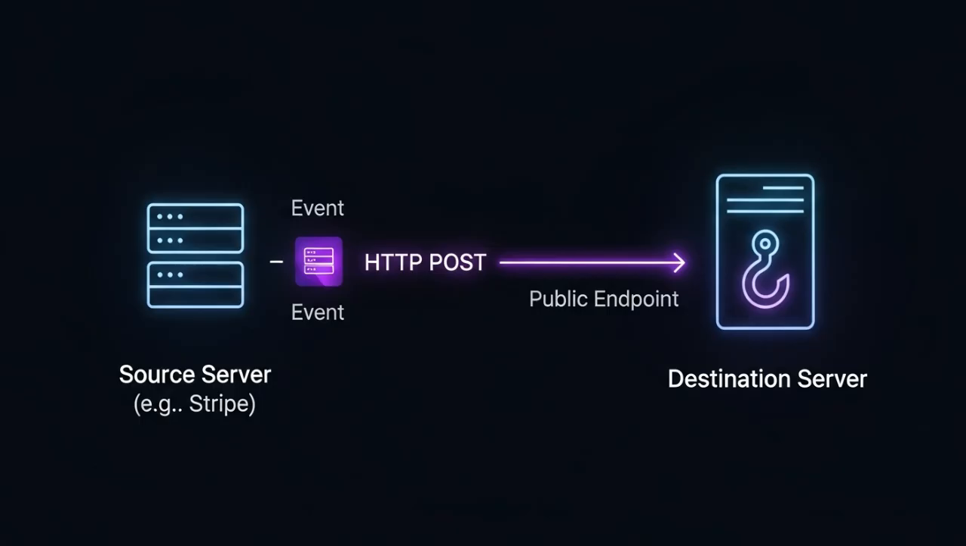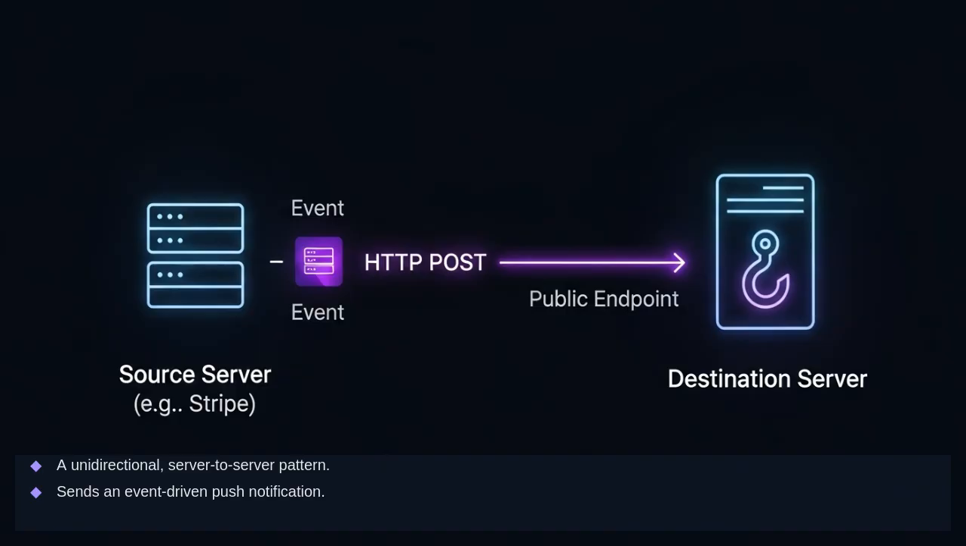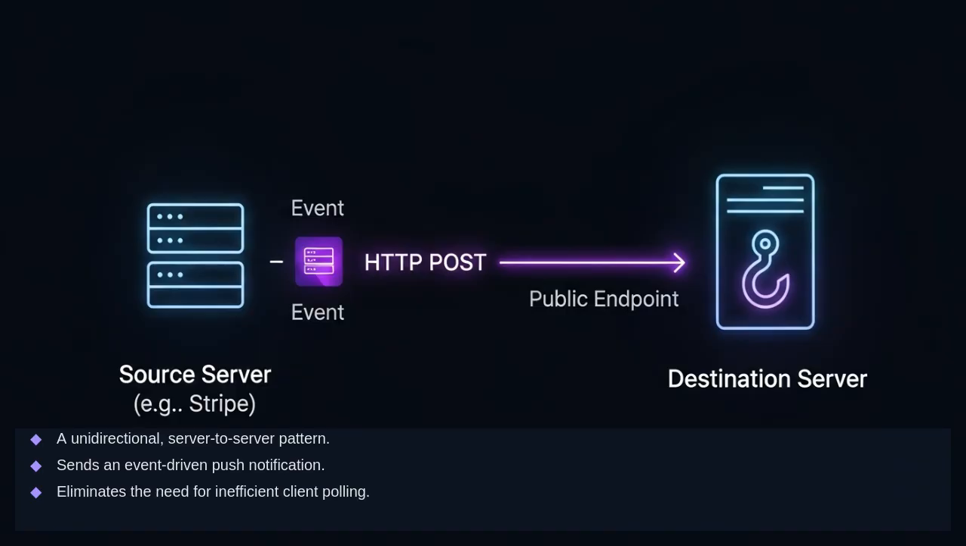Now let's consider server-initiated communication with webhooks. A webhook is a unidirectional, server-to-server pattern. Think of it as a callback. When a specific event happens on a source server, like a payment completing in Stripe, it sends an event-driven push notification via an HTTP POST request to a public endpoint you provide. This architecture is asynchronous and highly efficient, eliminating the need for inefficient client polling.